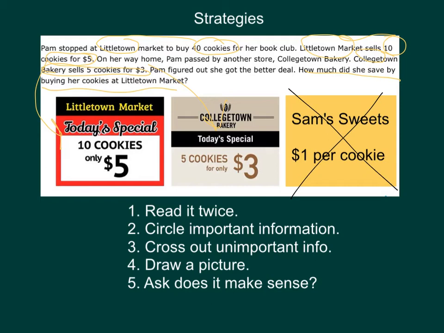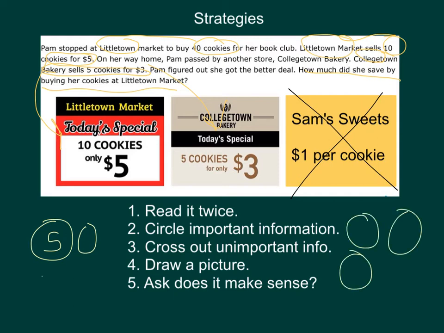So I might draw a picture. So I know that she bought 40 cookies, so I could draw groups of 5, I could draw groups of 10, I could draw out 40 cookies, and then I could start pricing them. So in this case, I would do them in groups of 10, because she bought 40 cookies, and Littletown sells them in groups of 10. So I know that that's $5, that's $5, that's $5, that's $5. So she got 4 groups of 10 for a total of $20. So then I would do groups of 5 for the other bakery, and I would work that out.